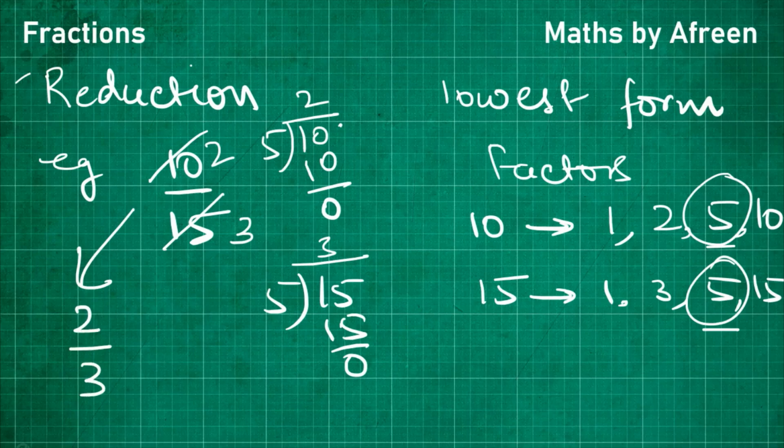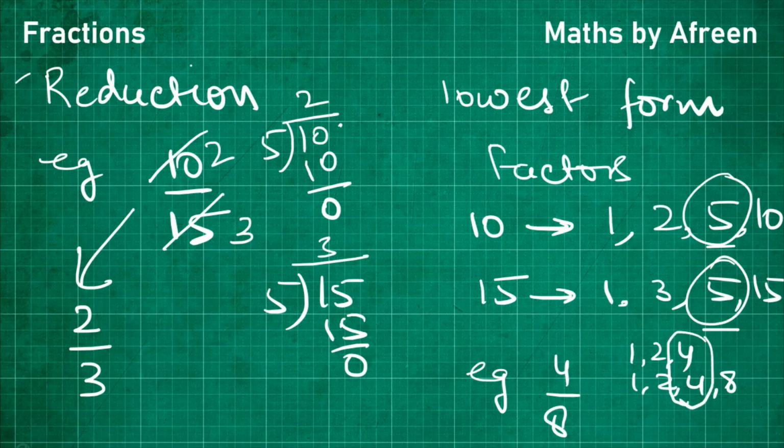Similarly, we can take another example like 4 by 8. Here the factors of 4 will be 1, 2 and 4 and the factors of 8 will be 1, 2, 4 and 8. Here again we can see that 4 is the common factor of 4 and 8. So we will divide 4 and 8 by 4. 4 ones are 4 and 4 twos are 8. And here the lowest form of 4 by 8 is 1 by 2.